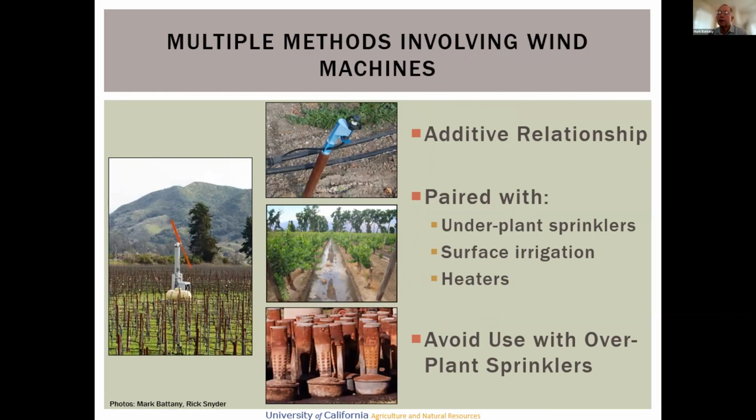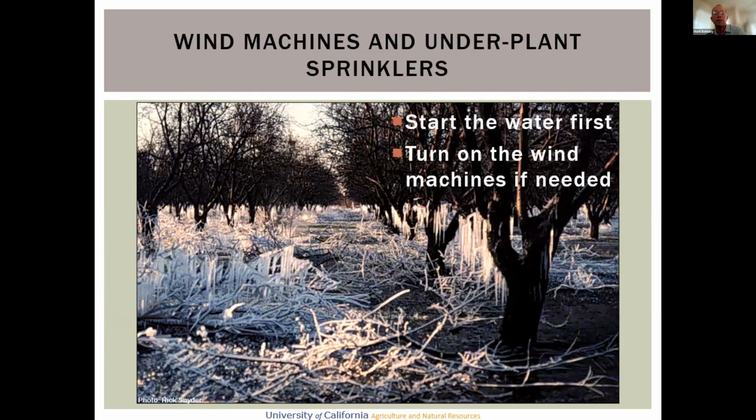Well, because now you're evaporating more water by blowing the wind across that condition. So we would only pair wind machines with sprinklers that are applying water or irrigation that's being applied underneath the canopy. Commonly we pair wind machines with heaters. That can be a very good combination. If I recall, I have a graphic here that shows this.